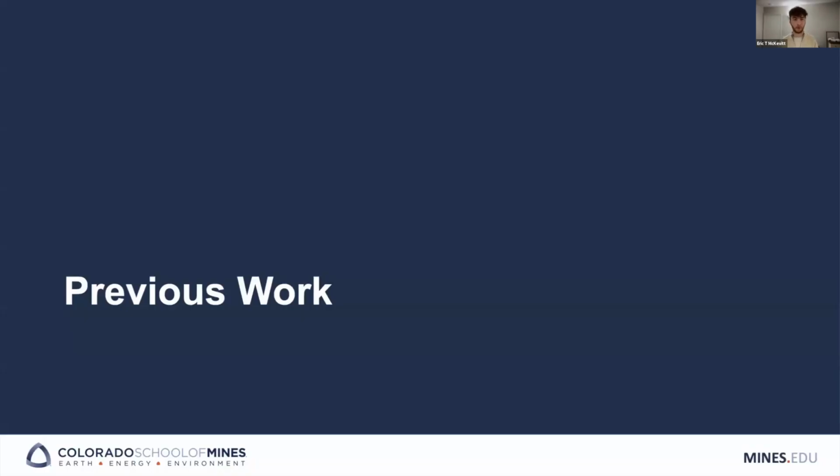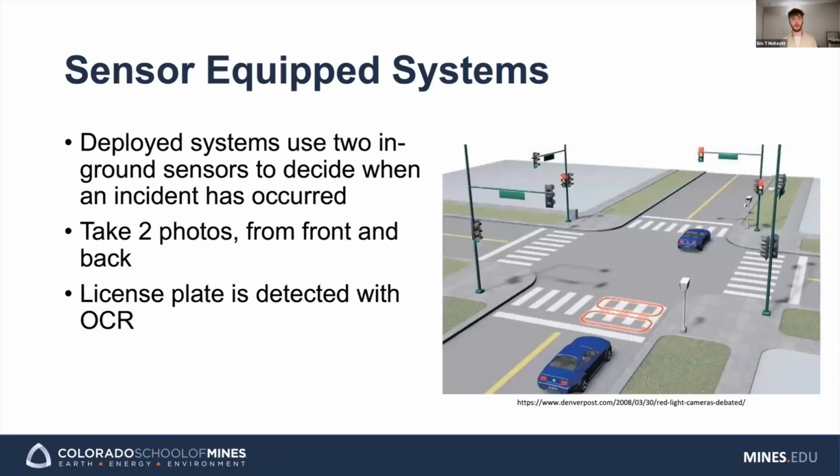And now let's outline some of the previous work in this space. Generally speaking, there's two types of solutions that people go for. The first one, which is the most familiar, is sensor-equipped systems. And this is the conventional two plates in the ground that measure the speed of a vehicle as it crosses them. And from this, it's able to deduce the speed of the vehicle. And if the speed is high while the light is red, then it knows that the vehicle was passing a red light at a high speed, thereby committing a violation. And in this case, it will take two photos, one from the front and one from the back, and then use optical character recognition to scrape the license plate number.